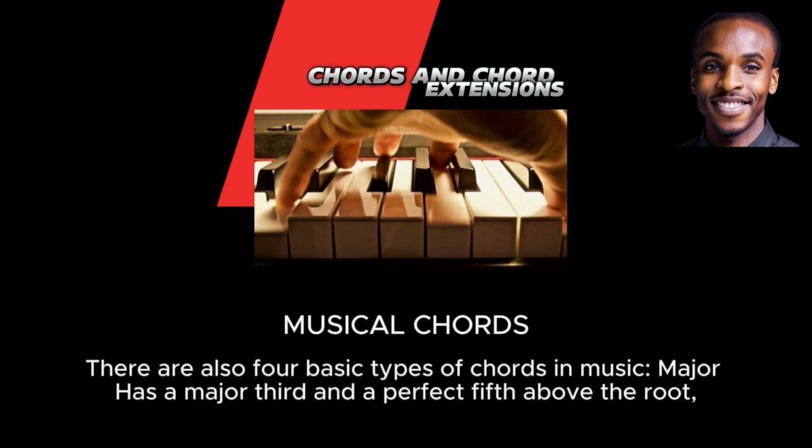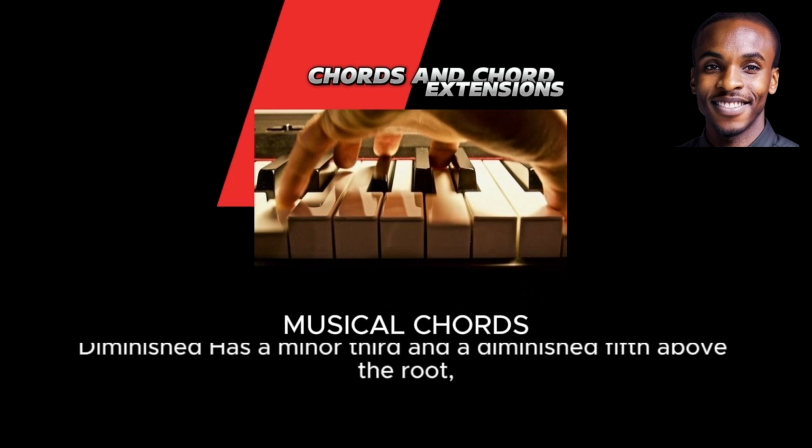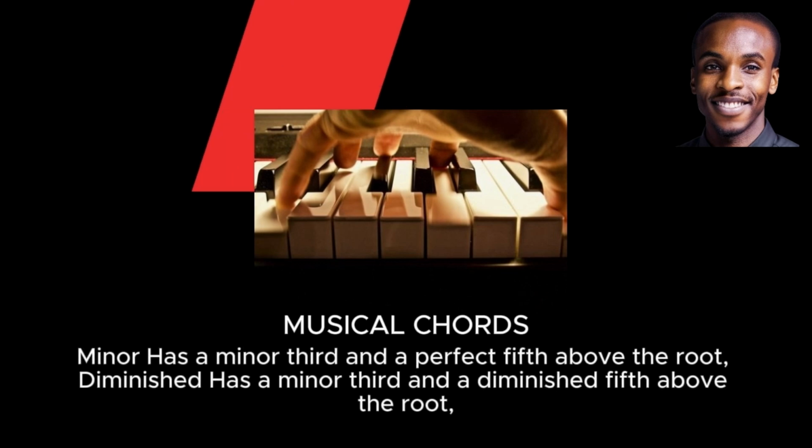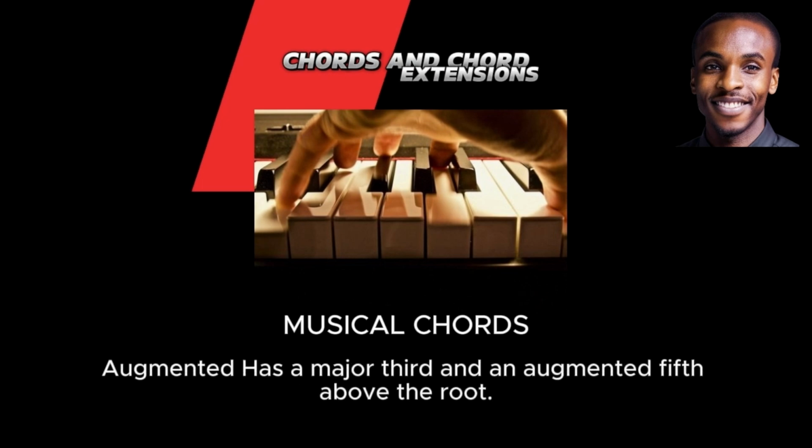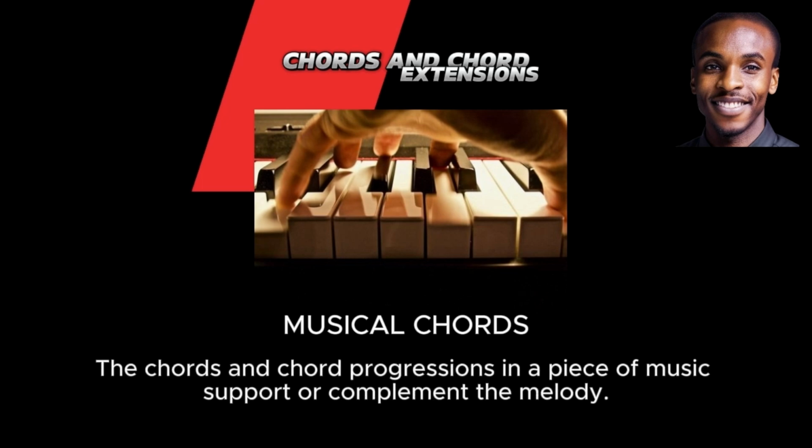There are also four basic types of chords in music. Major has a major third and a perfect fifth above the root. Minor has a minor third and a perfect fifth above the root. Diminished has a minor third and a diminished fifth above the root. Augmented has a major third and an augmented fifth above the root. The chords and chord progressions in a piece of music support or complement the melody.